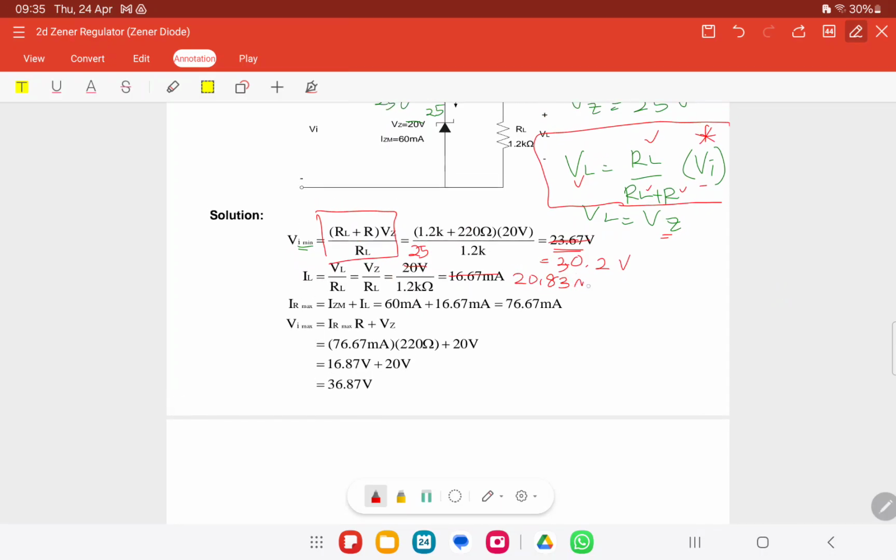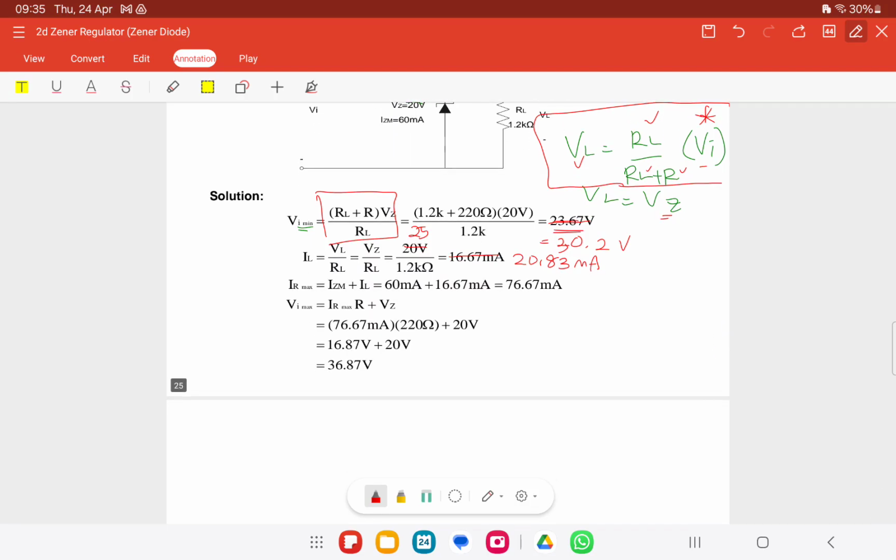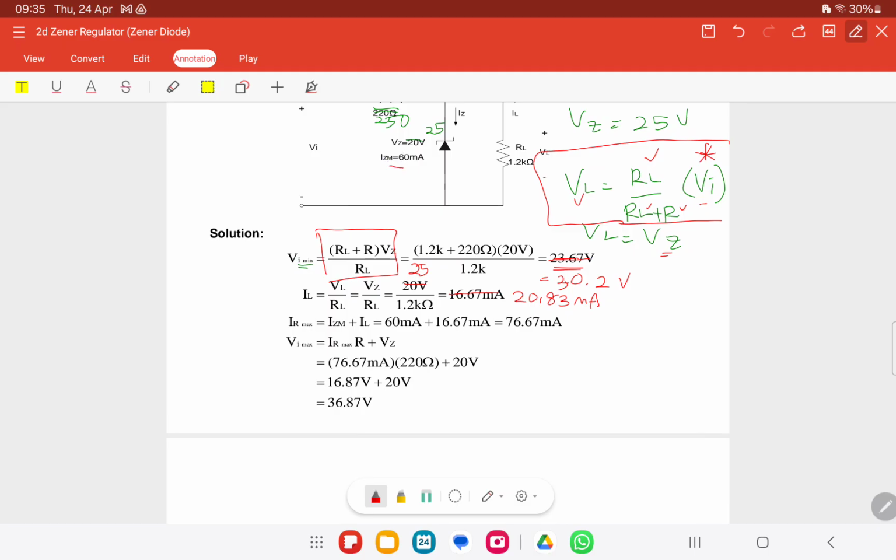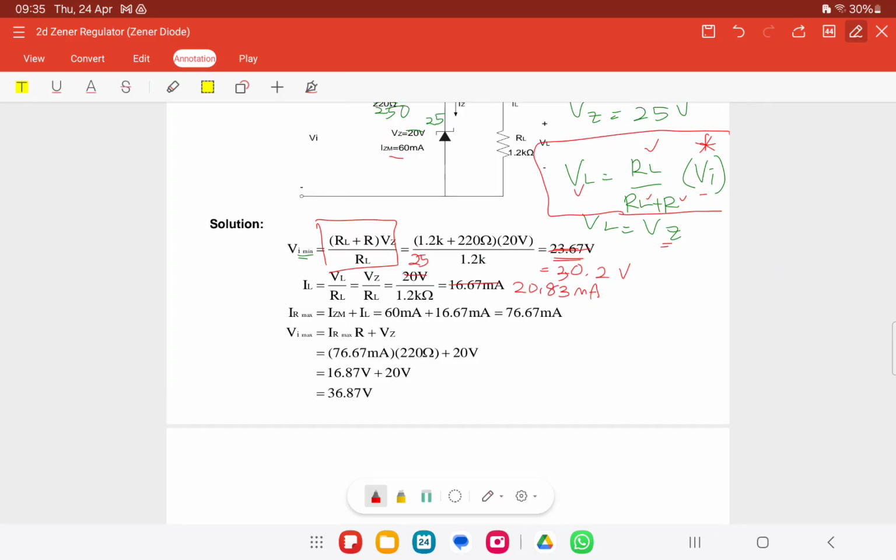20.83 milli ampere. Okay, so now you can get the value of the IR max. Okay, IZM is given. Normally dia akan bagi either IZM atau PZM lah. It is either, so boleh dapatkan the value. 80.83.